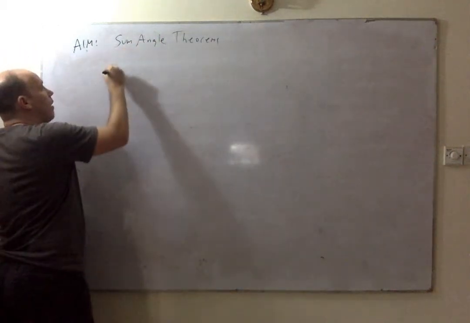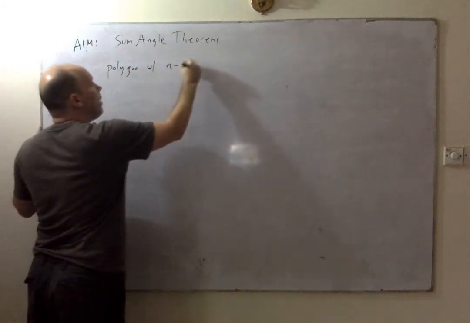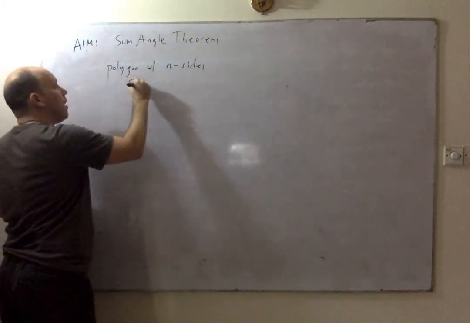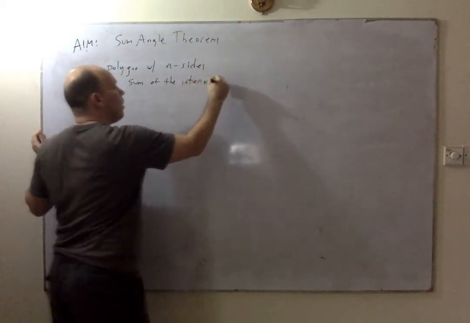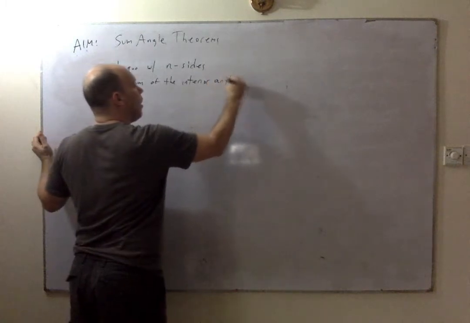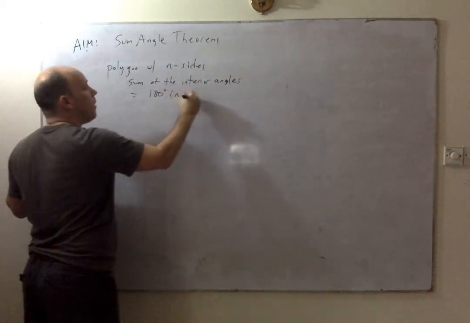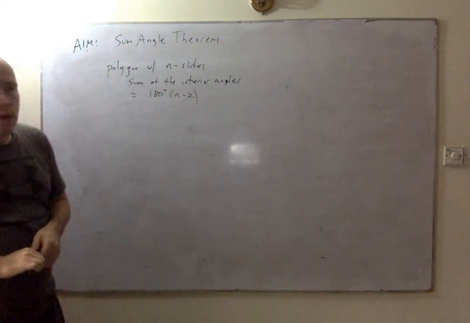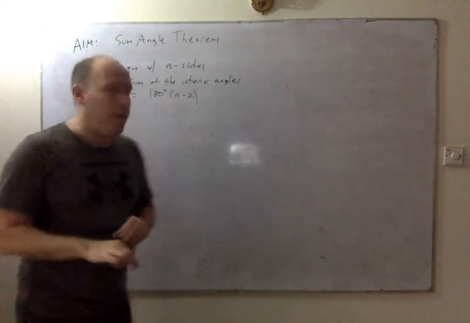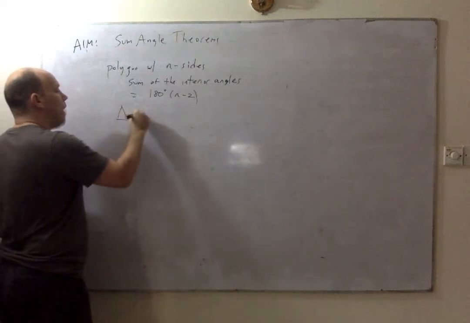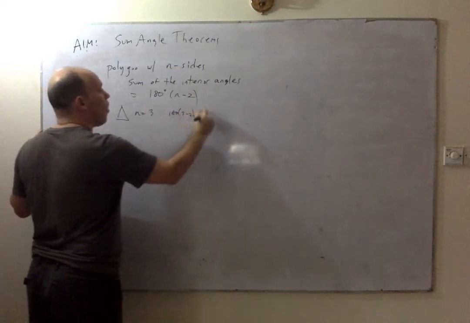So if you have a polygon with n sides, then the sum of the interior angles is equal to 180 degrees times n minus 2. Now, let's think about that. We proved in the first unit that a triangle, n equals 3, has 180 times 3 minus 2, or 1, or 180.